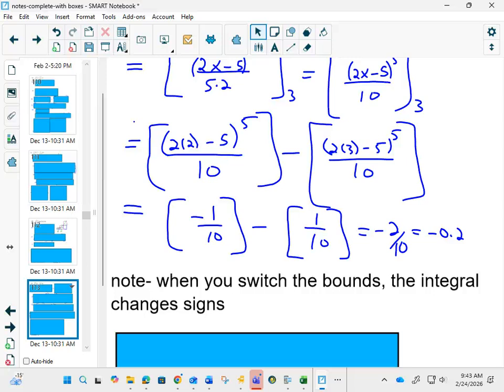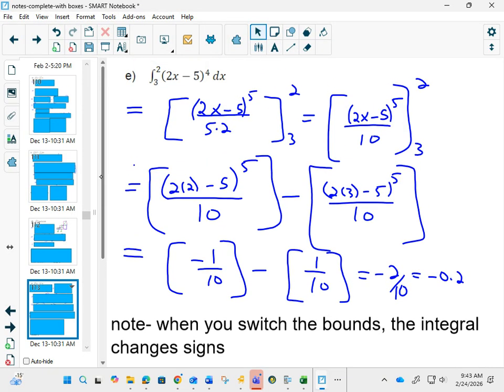So had we done this same integral from 2 to 3, the answer would have been positive 0.2. But because we did the integral from 3 to 2, we get a negative 0.2.